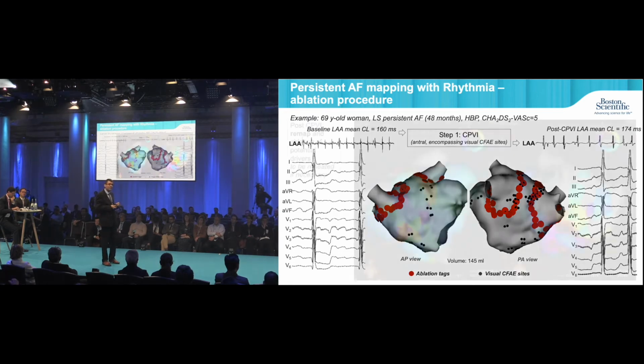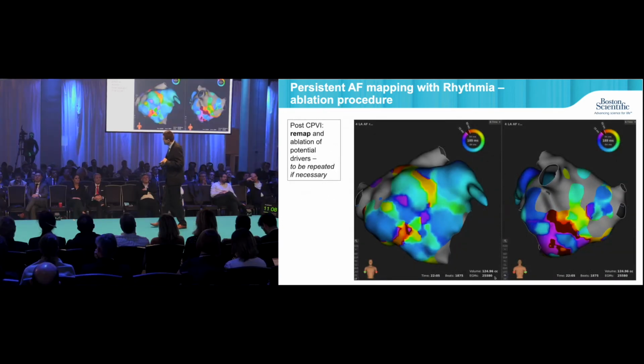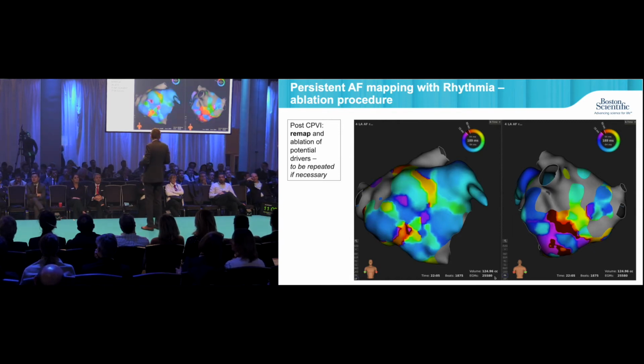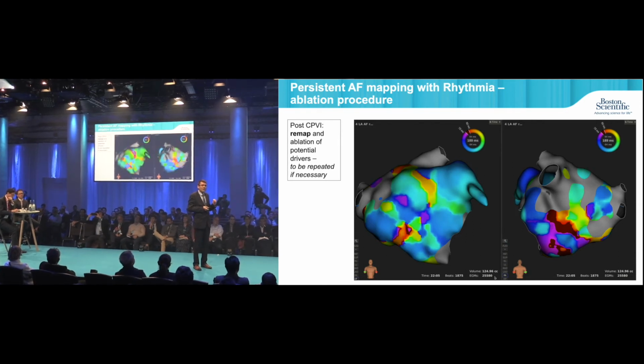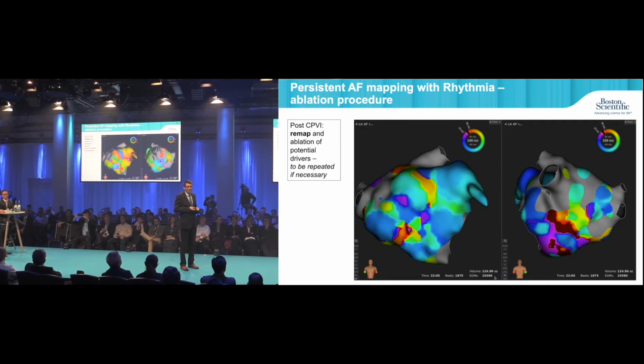And then we remap. And this is what we obtain just after PVI in this particular case. And I would like to focus your attention, because I don't have a pointer, on the AP view at the upper base of the left atrial appendage. And I hope you can all recognize a rotating activation site there. And if you just move your attention a little bit, still in the upper part of the AP view towards the right aspect, you can see a focal activation pattern.